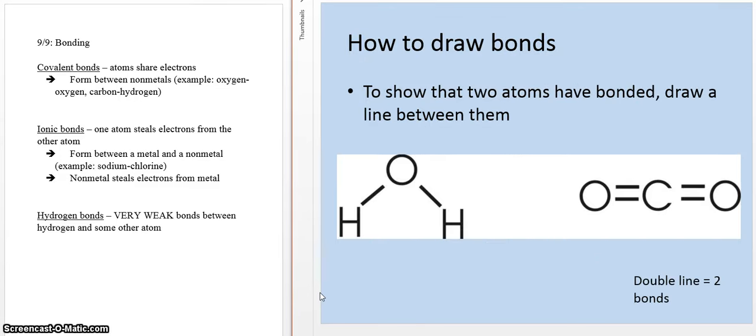On the right you've got carbon dioxide. Now carbon dioxide looks a little bit different than water, and that's because right here when you have a double line, that means that they're actually bonding to each other twice. So carbon and oxygen here have two bonds, carbon and oxygen here have two bonds. Whereas over here in the water molecule, you just have one bond between oxygen and hydrogen, and just one bond here too.